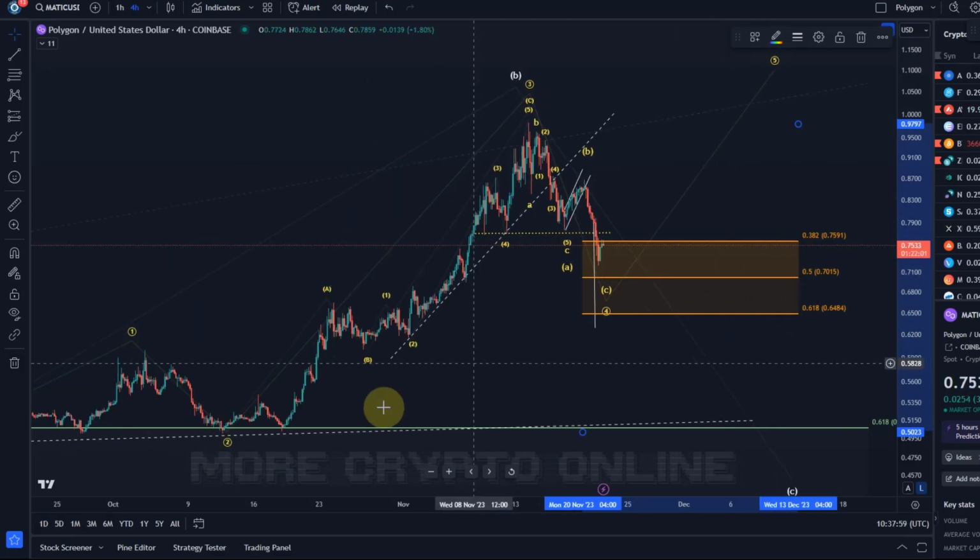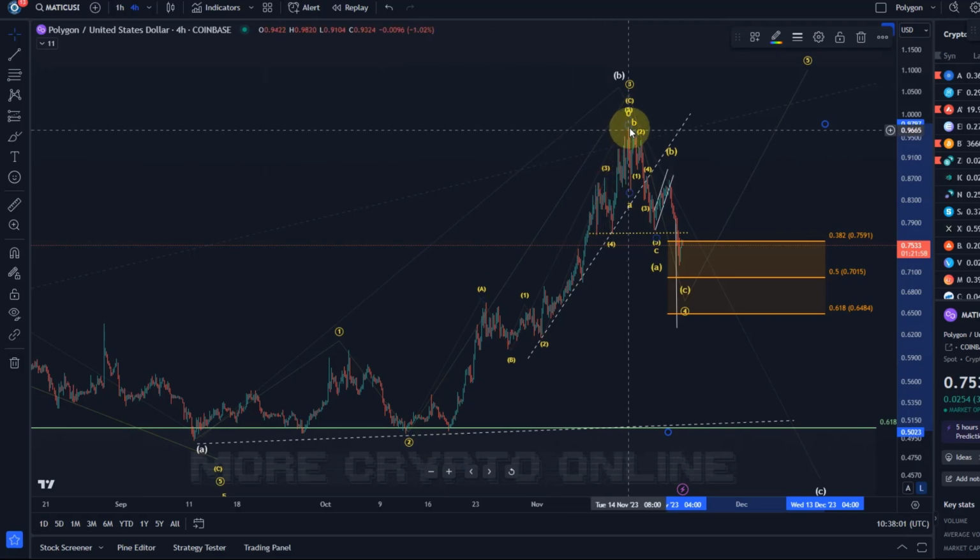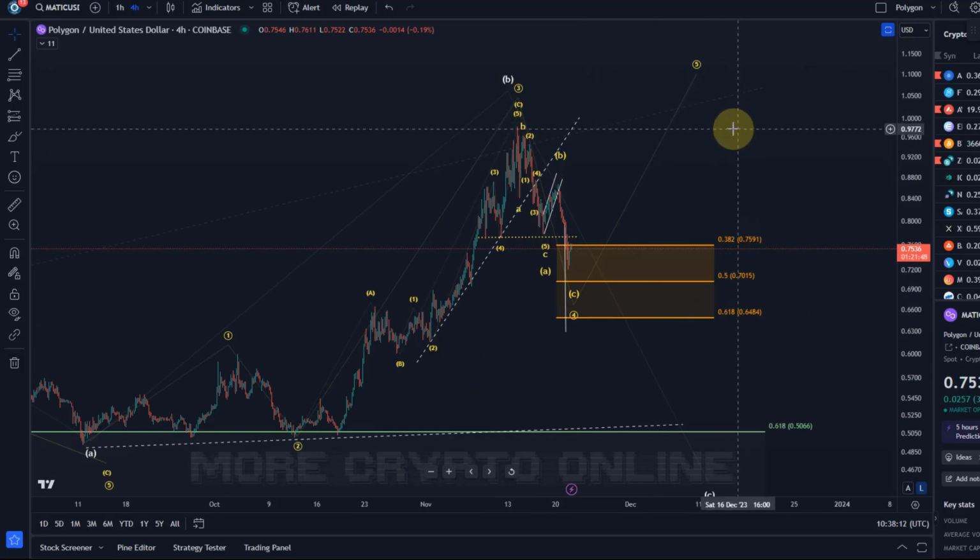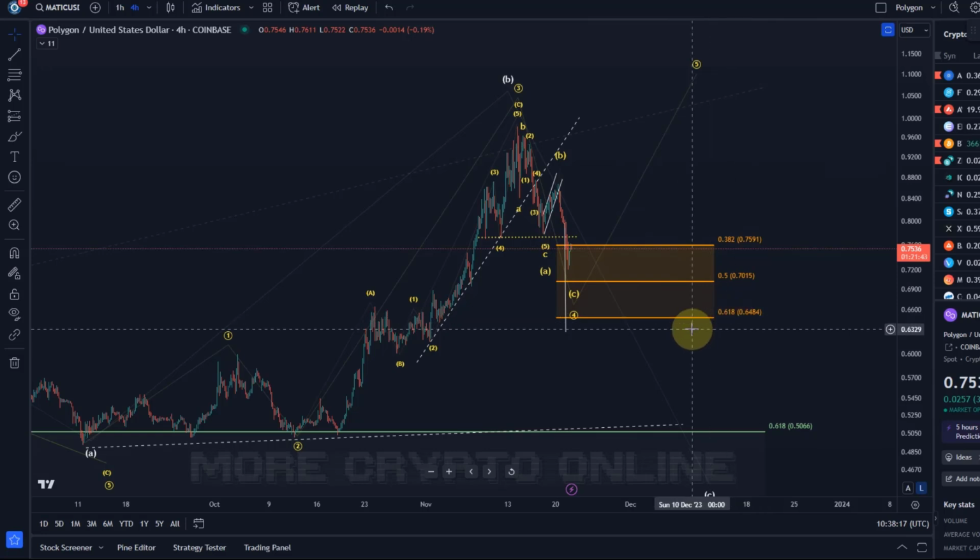How do we measure that? Well, we take the length of the third wave all the way up there to 98 cents, from down here to up there. This is the point that triggered the 98 cents, or basically just a measurement point there, and it gives you this support area there. And first line of support is 76 cents.